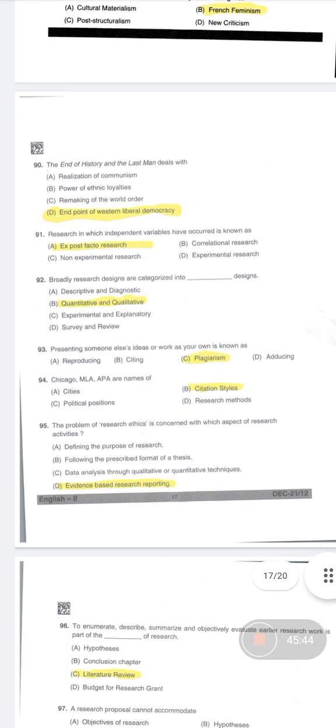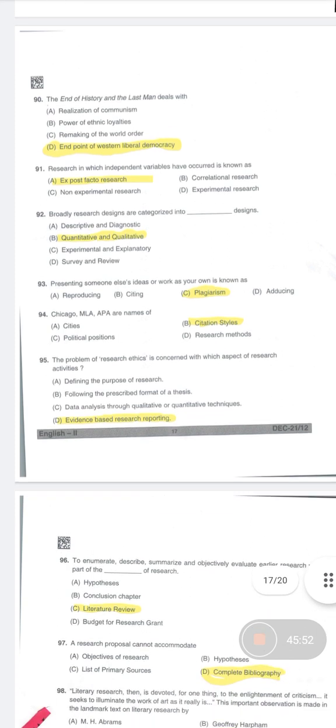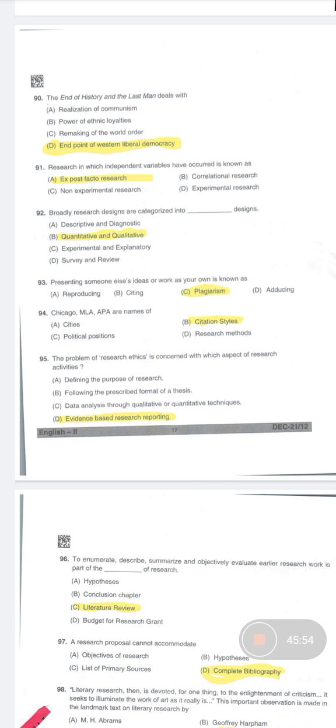Question number 90. The End of History and the Last Man deals with the end point of Western liberal democracy. Question number 91. Research in which independent variables have already occurred is known as ex post facto research. It is known as ex post facto research.